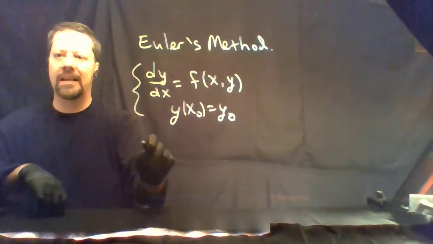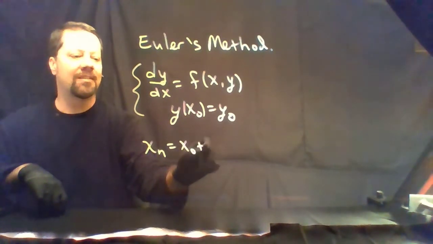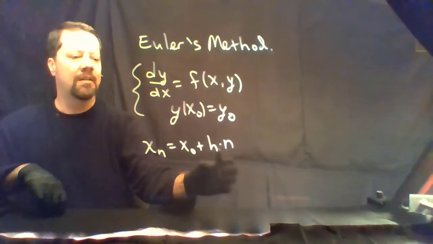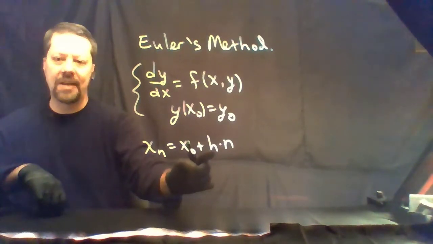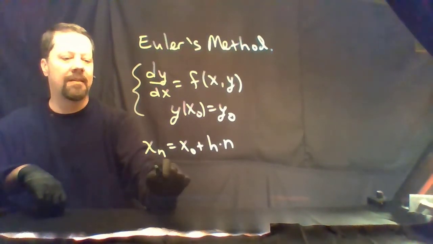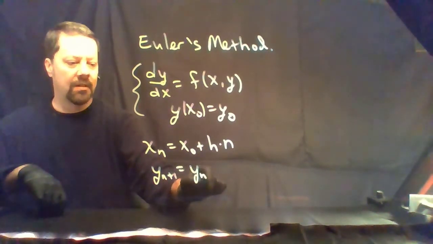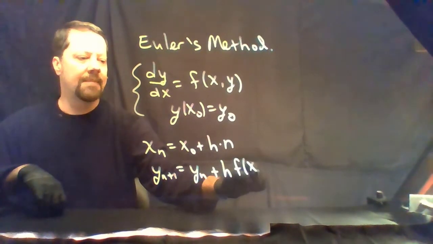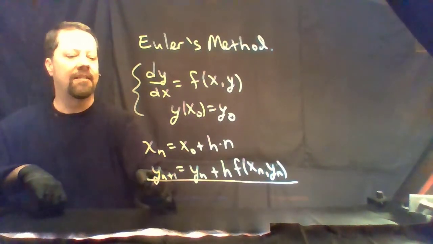The method went like this. Xn was going to be x naught plus h times n. H is just kind of an increment in the x values. You choose h to be small to get more accurate estimations. And the new value of y was determined from the old value plus h times the function f evaluated at the old points.